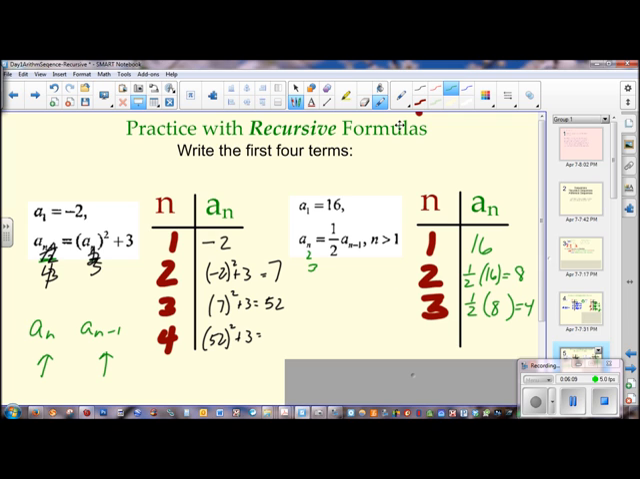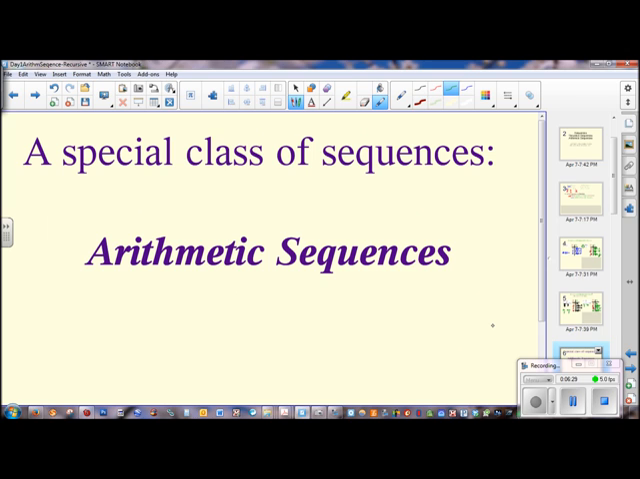We'll do one more term here. The last term is the fourth term. That means n is now 4. That means 4 minus 1. This position is now a sub 3, so we'll take 1/2 of whatever we got for a sub 3, and that number was 4. And so my answer there is 2. Just recursive formulas.